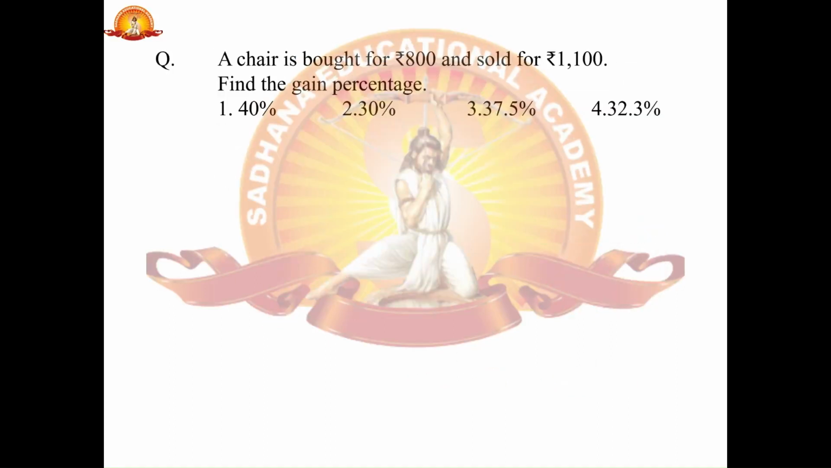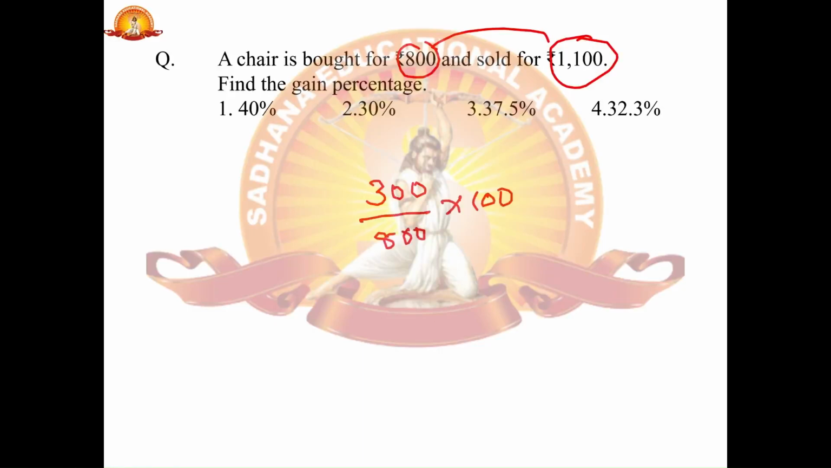A chair is bought for 800 rupees and sold for 1100 rupees. Find the gain percentage. Here it is given purchase price is 800 and selling price is 1100. So gain is 300. But I want to find gain percentage. Therefore 300 is the gain out of 800 into 100 gives us the percentage. 2 zeros cancel. 8 cancel 12.5 times. Answer 37.5% is the answer. So third option is the correct answer.